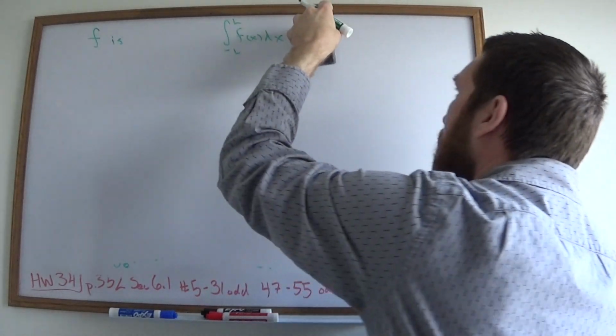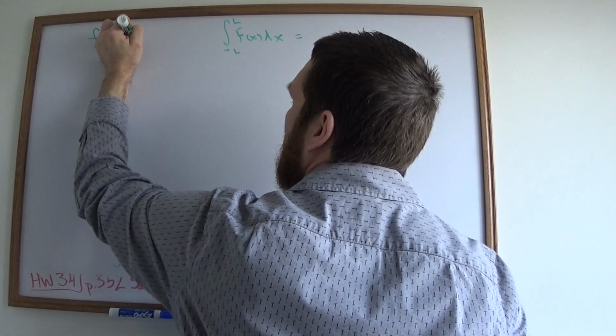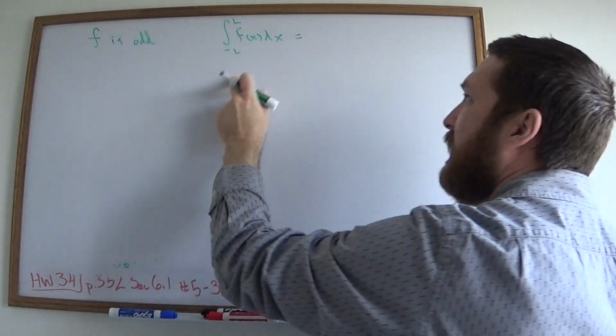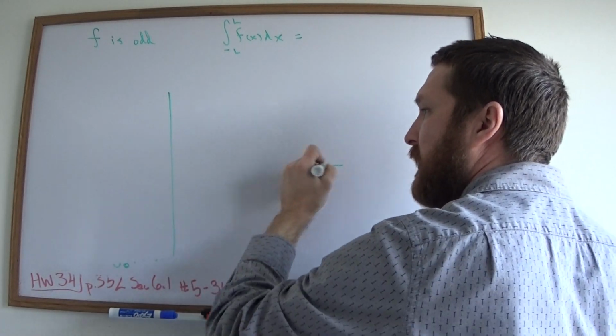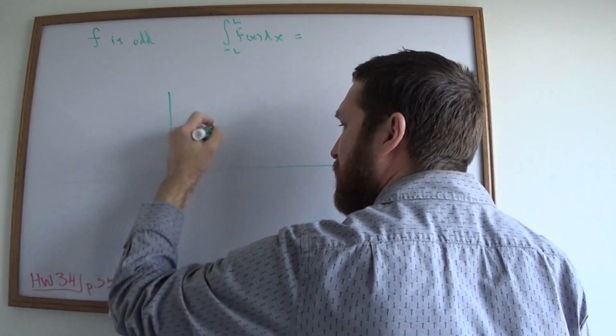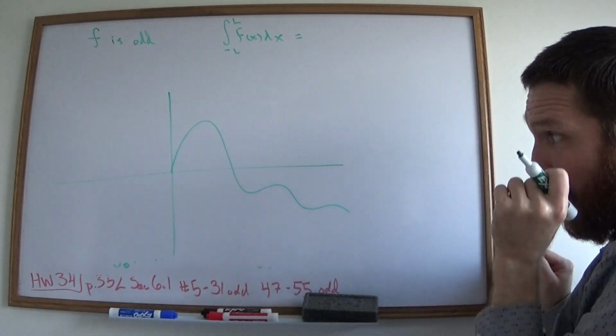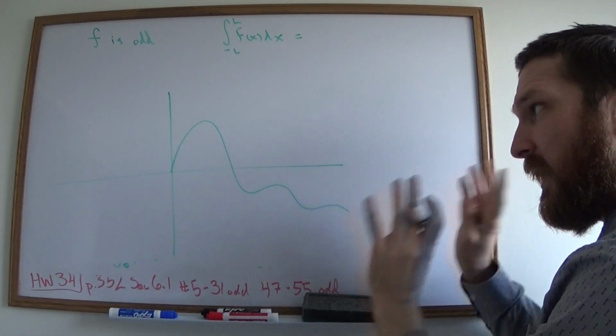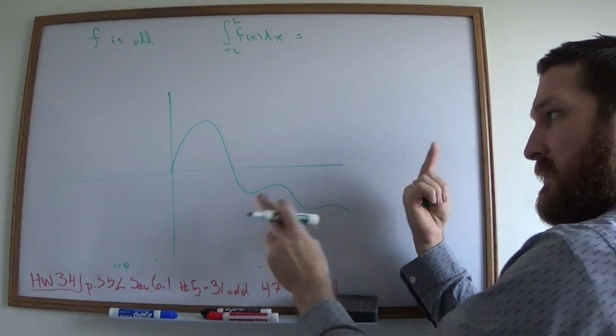And we're going to do this the same way. We're going to think graphically first. F is odd, and we're going to integrate over a symmetric domain. Okay, so if F is odd, I'm thinking of odd functions I know. Here's one. If it's odd, that means it's symmetric.